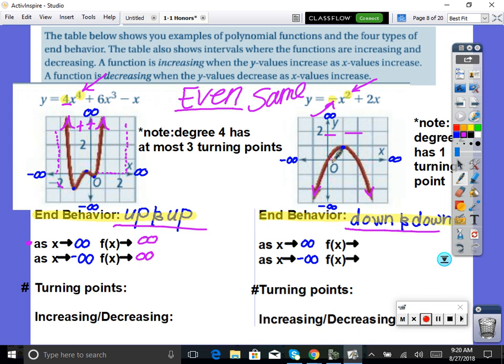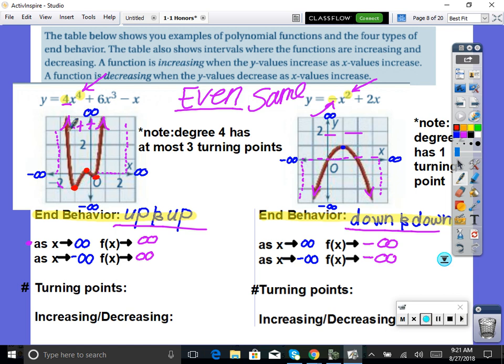As x goes to infinity, where's f of x going to? Negative infinity. And as x goes to negative infinity, f of x is going to negative infinity. Any questions on end behavior? Okay, good. So now let's go on and talk about the number of turning points that it could have. So degree 4 has 1, 2, 3 turning points. Remember, changing from increasing to decreasing.